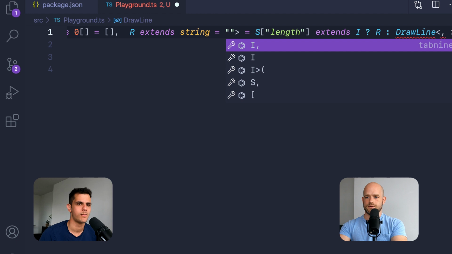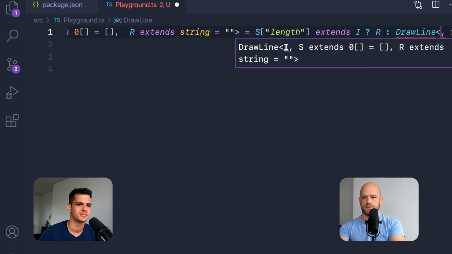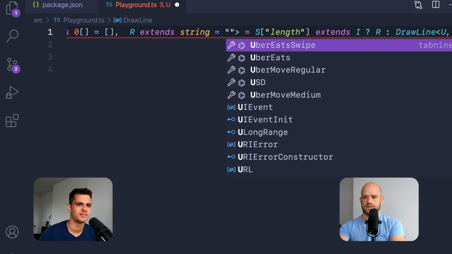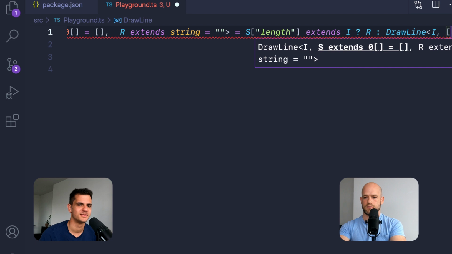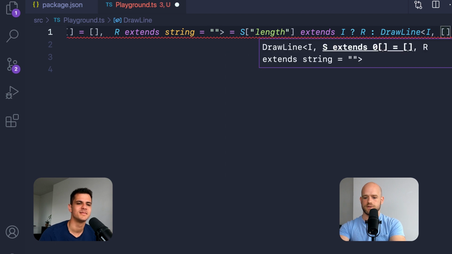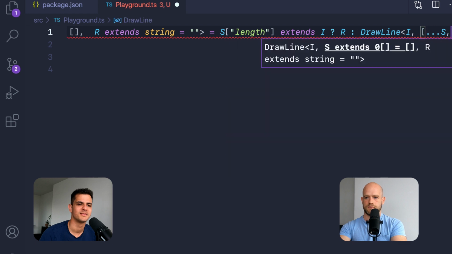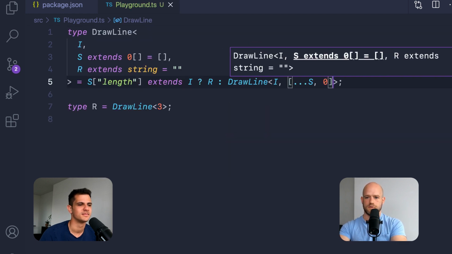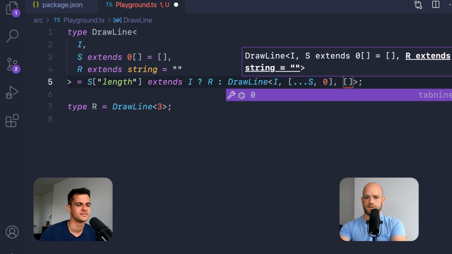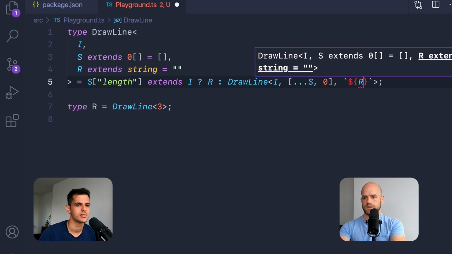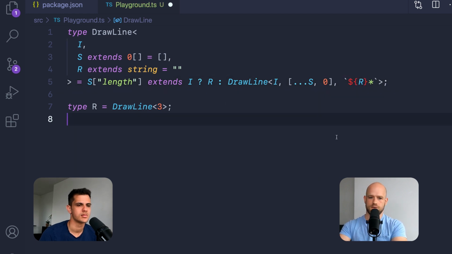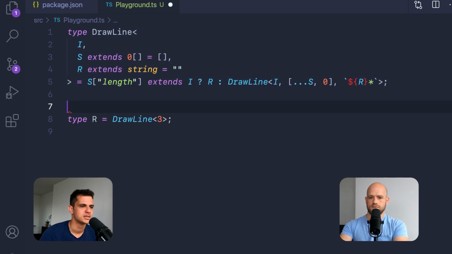Result we concatenate. So okay, input is the same, state we add 1 0. So to state we add 1 0. And here we concatenate the star. So to R we concatenate the star. So we draw the line and we need to do this 3 times. Makes sense.